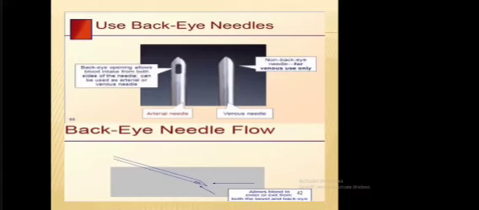This is the back eye. You can see it with the arterial fistula needle. This is the back eye needle flow; you can see it in all directions. The flow will allow blood to enter or exit from both the bevel and the back eye.